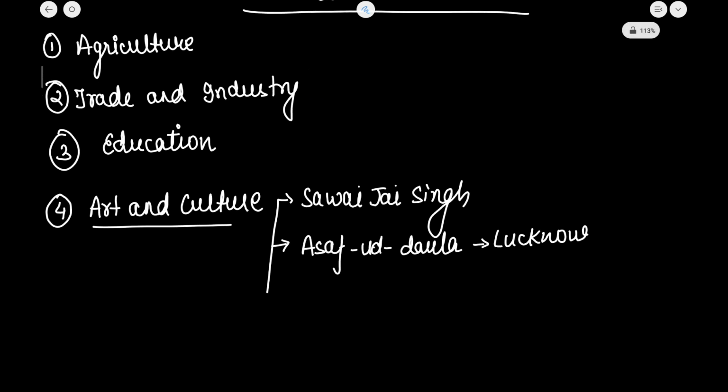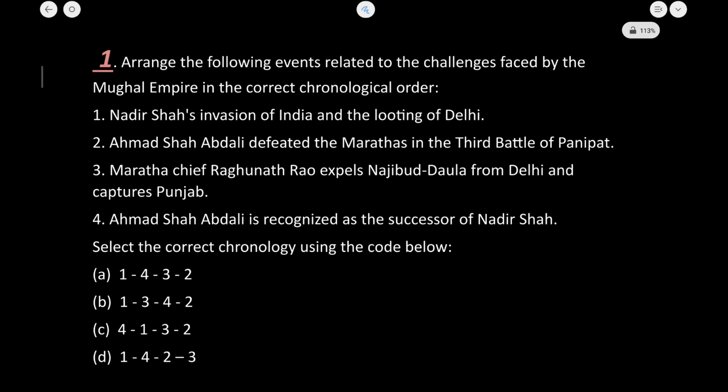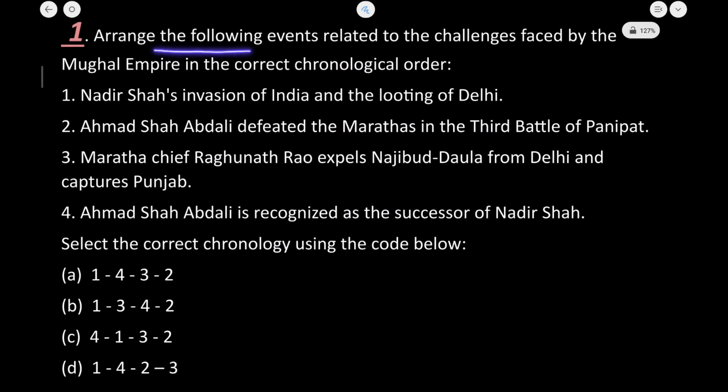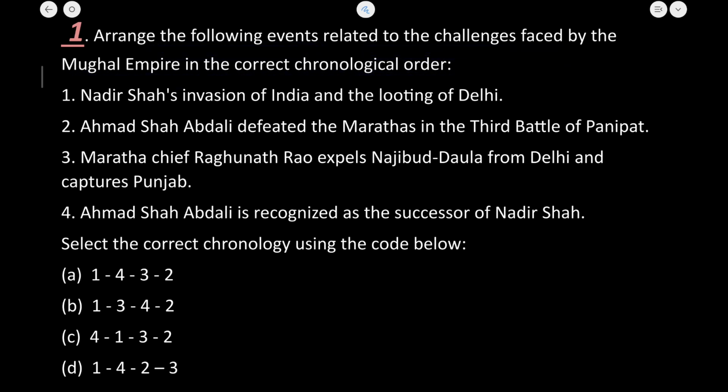So now let us straight away move to the MCQs and solve the MCQs of this chapter. Yes, let us start with the first question now. This question is: arrange the following events related to the challenges faced by the Mughal Empire in chronological order. Now, if we see the correct chronology here, the first option is Nadir Shah's invasion of India and looting of Delhi.